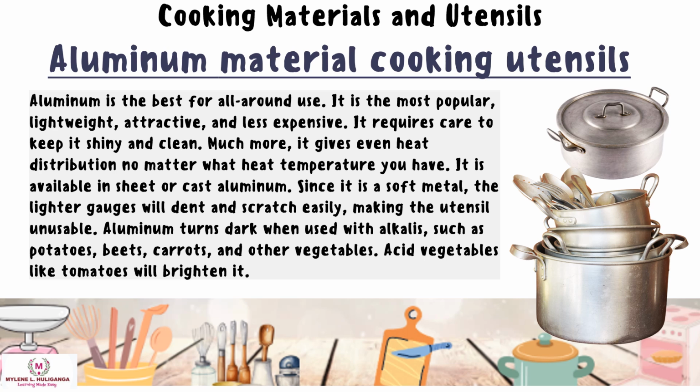Since it is a soft metal, the lighter gauges will dent and scratch easily, making the utensil unusable. Aluminum turns dark when used with alkalis, such as potatoes, beets, carrots, and other vegetables.